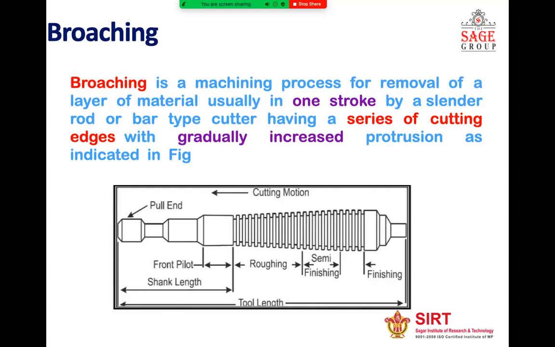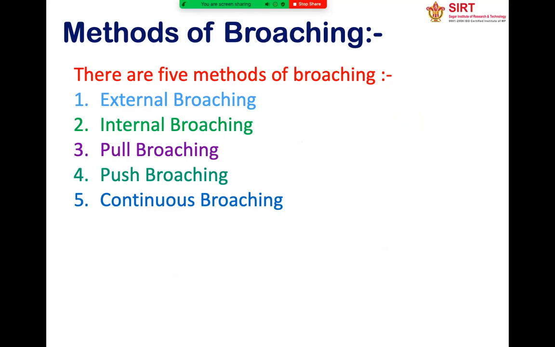So in methods of broaching, there are 5 methods of broaching: external broaching, internal broaching, pull broaching, push broaching, and continuous broaching. So these are the 5 basic methods of broaching.